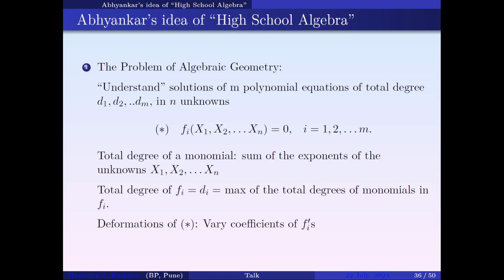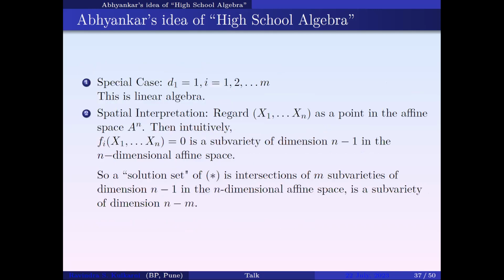Anyway, with this understanding, what is the problem of algebraic geometry according to Abhyankar? Take m polynomials in n variables, put that equal to 0. The total degree of a monomial, a single term, is the sum of the degrees of each of these xi. Let the total degree of f sub i be d sub i, which is the maximum of the total degrees of the monomials in fi. Then what does he mean by deformation of this system? Change the coefficients. Over real and complex numbers, you will change it a little bit. Over general fields, you cannot say just change them. And hope that still many properties of this solution set carry over.